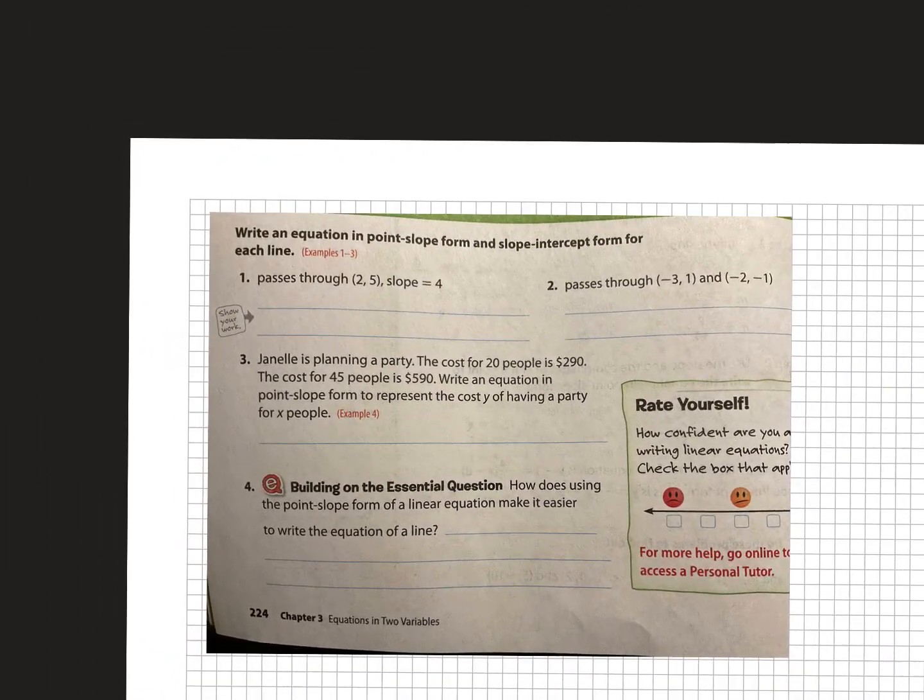All right, let's see. All right, this is from page 224. You can do it in there and take a picture, or you can just write this down as your homework for tonight. So problem number 1, you're going to write down, we're going to go through (2, 5) and the slope is 4. We're thinking of a line that goes through the point (2, 5), and the slope is 4.